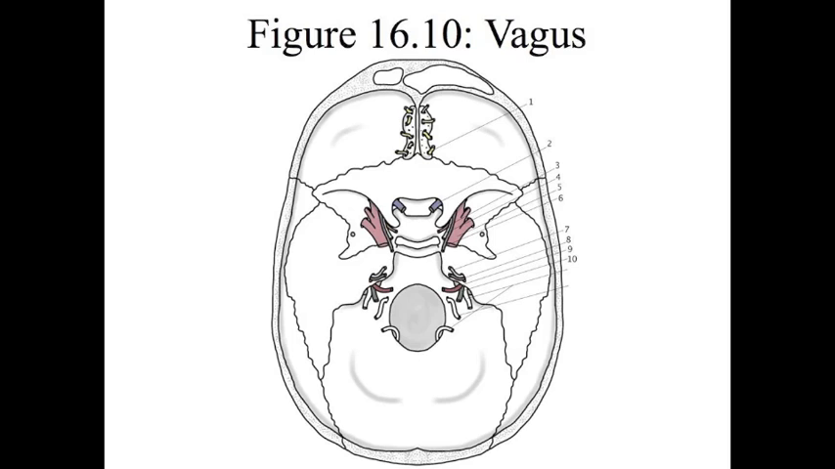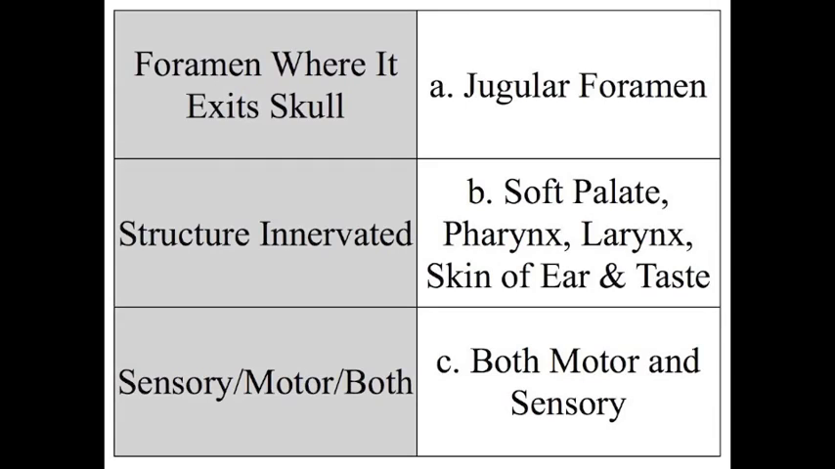Number 10 is the vagus nerve, and it's not spelled like Las Vegas. Vagus, V-A-G-U-S. It exits the skull through the jugular foramen. It innervates the soft palate, the pharynx, the larynx, the skin of the ear, and taste. It is a sensory and motor nerve, so we classify it as both. Now there are 3 nerves that innervate taste. That'd be number 7, the facial nerve, number 9, the glossopharyngeal, and number 10, the vagus nerve. All 3 contribute to taste.